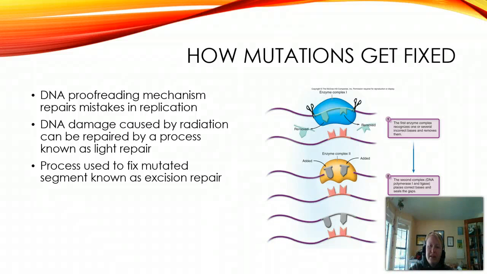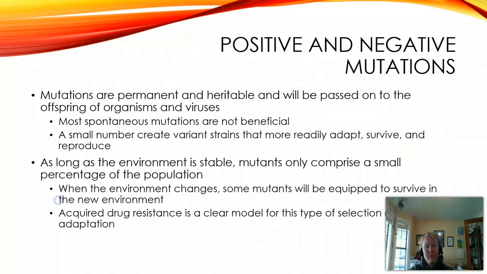There's also something known as light repair, which can detect when there's damage due to radiation or something like that. What happens regardless is that these sections of DNA are found, and then a process called excision repair, through an enzyme complex, will come in, remove the wrong bases, and put in the correct bases, and then it will continue on. So this is how they get repaired. This is why not all mutations are seen immediately, because they get fixed before they become a problem.